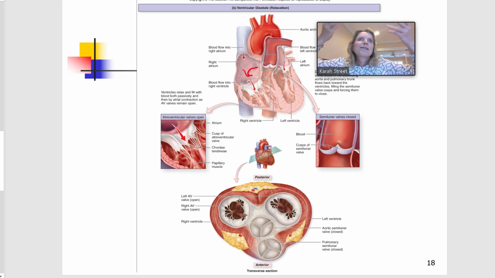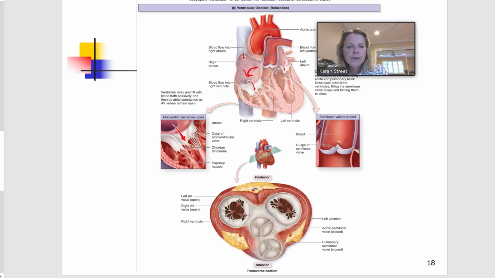You're seeing in this picture that both the right and left AV valves are open. Why? Because the blood coming back into the atria opens that trap door. Those leaflets just open like a trap door because of the pressure from the blood. Nothing is contracting to make those valves open. The blood keeps pouring into the ventricles, and this is where we get heart sound 3, passive filling.